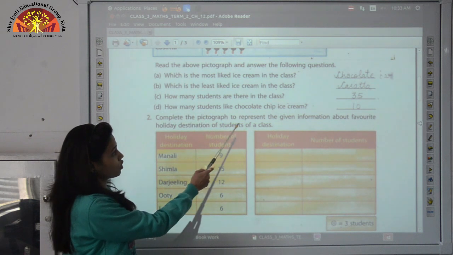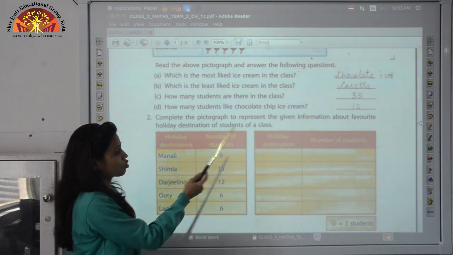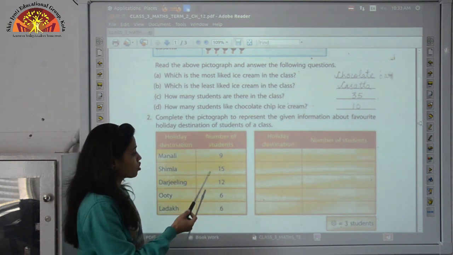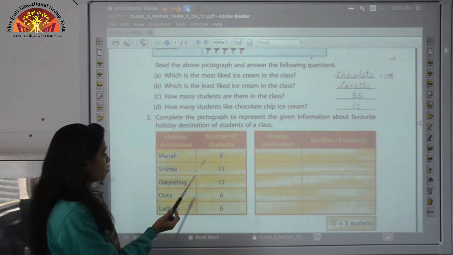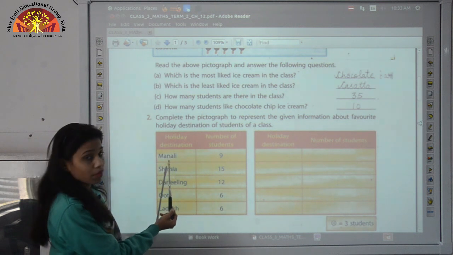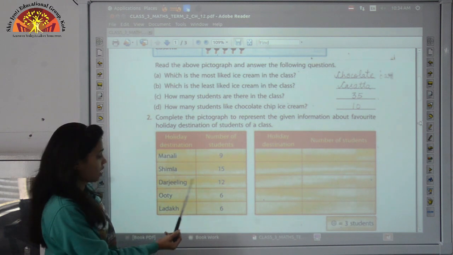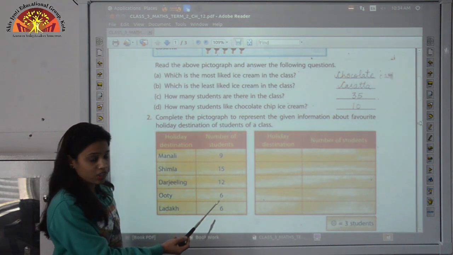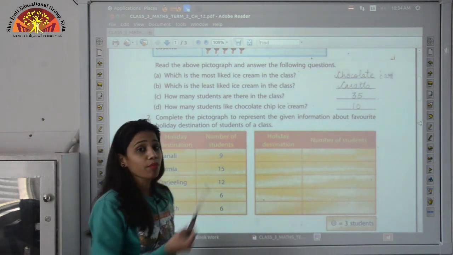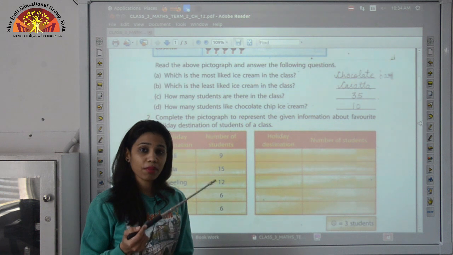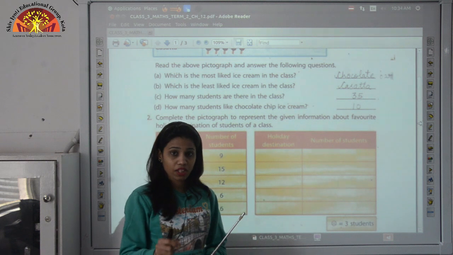Complete the pictograph to represent the given information about favorite holiday destination of students of a class. Now here the information available to us is holiday destination and number of students. That means 9 students like Manali, 15 students like Shimla, 12 students like Darjeeling, 6 students like Ooty and 6 students like Ladakh. Now based on the information given here, we are going to draw the pictograph. Means we have to draw pictures, but we have to have a particular scale.